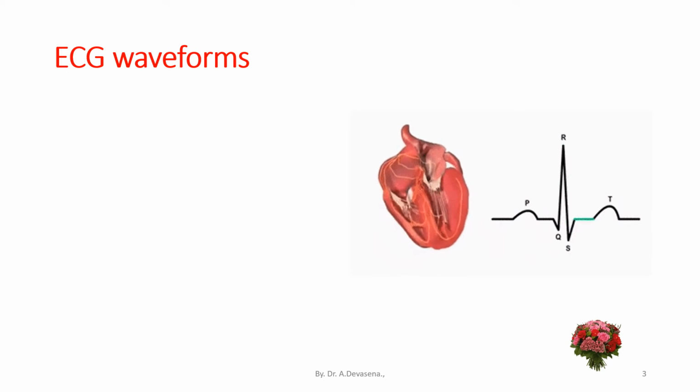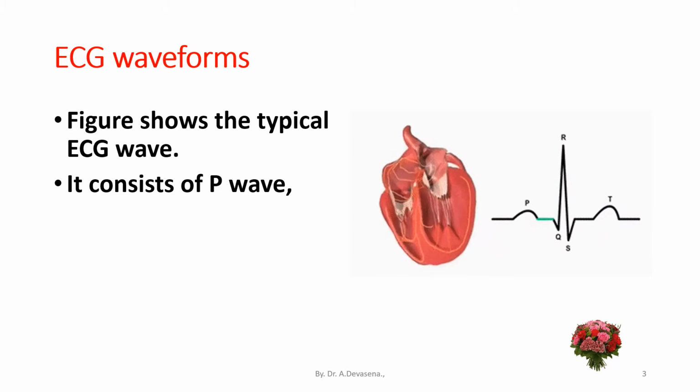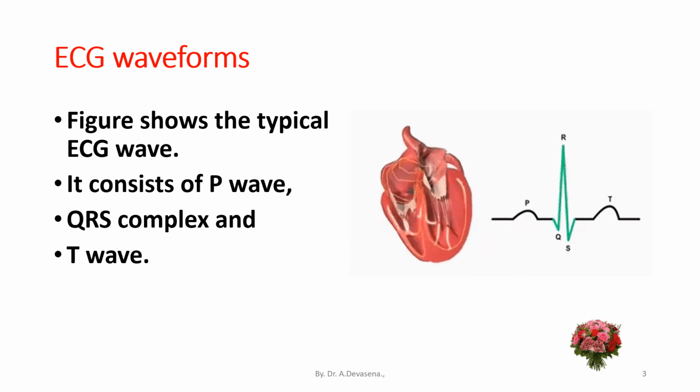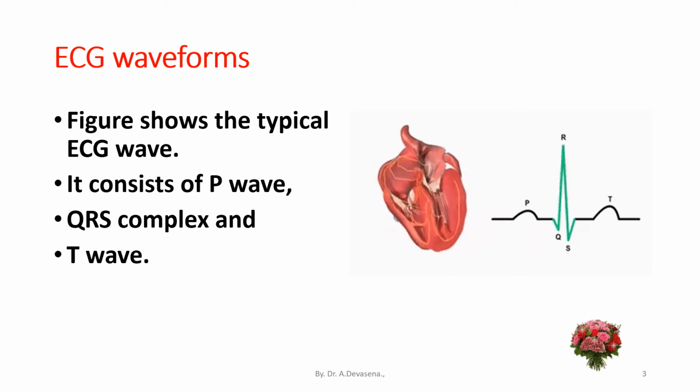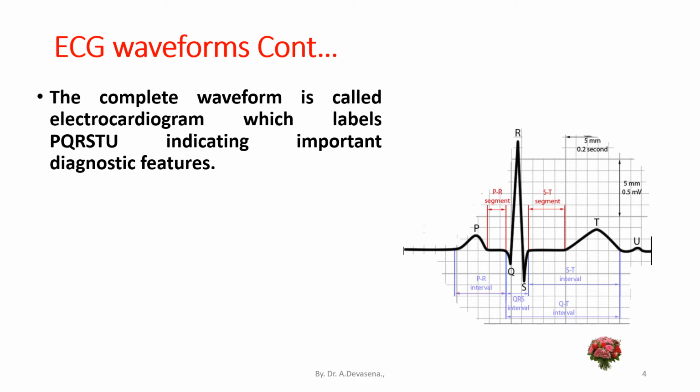ECG waveforms. The figure shows the typical ECG wave. It consists of the P wave, QRS complex, and T wave. This ECG waveform is indicated here, and the function of the heart is also indicated in this diagram. The complete waveform is called an electrocardiogram, which labels P, Q, R, S, T, U, indicating important diagnostic features.